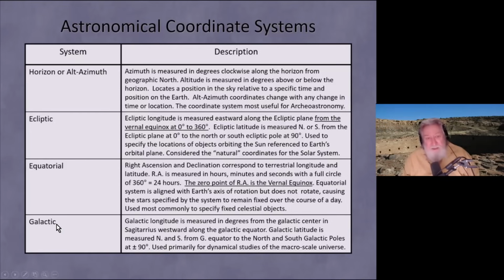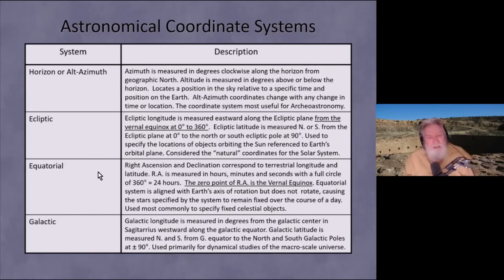And then finally, the galactic system, which is galactic longitude is measured in degrees from the galactic center in Sagittarius westward along the galactic equator. Galactic latitude is measured north and south from the galactic equator to the north and south galactic poles at plus minus 90 degrees, used primarily for dynamical studies of the macro scale universe.